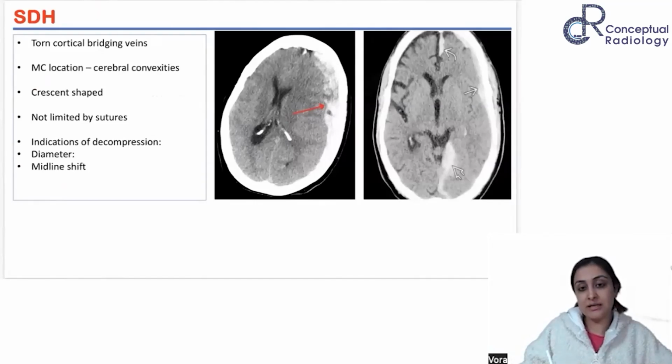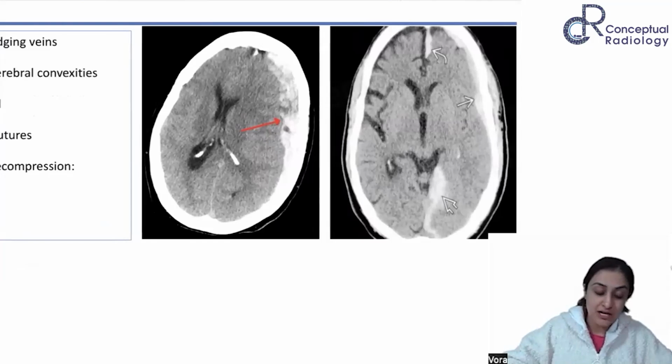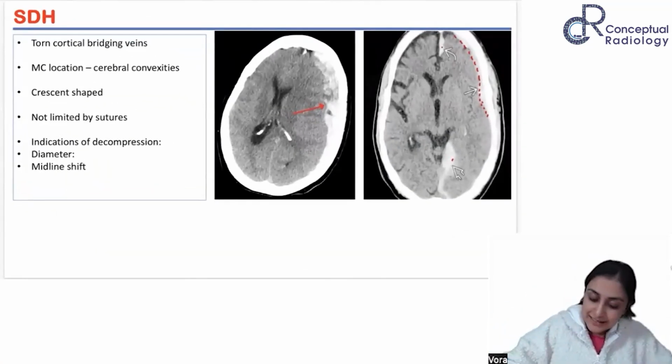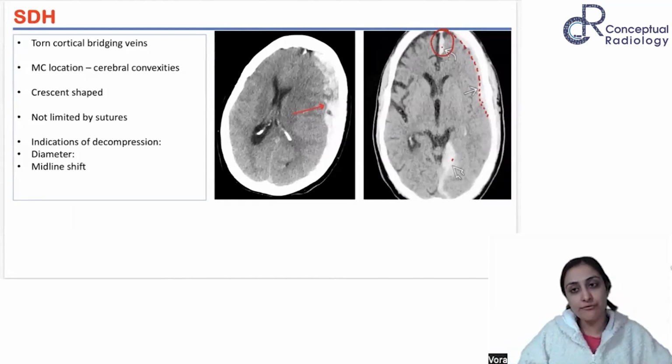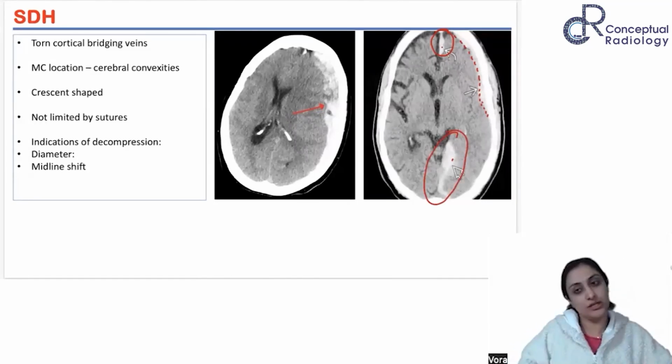So this is not limited by sutures, but it cannot cross the midline here because our attachment of the dura lies here. And again, these are the three most common patterns you will see. Just remember this image and you will never get confused whether it's an EDH or SDH. SDH will always be one of these three. Either it will be this crescentic shaped hematoma that you see, which is crossing the suture lines, which is your most common convexity SDH. Second is this along the falx cerebri, which is your falcine SDH. And this one posteriorly that you see is your tentorial SDH.